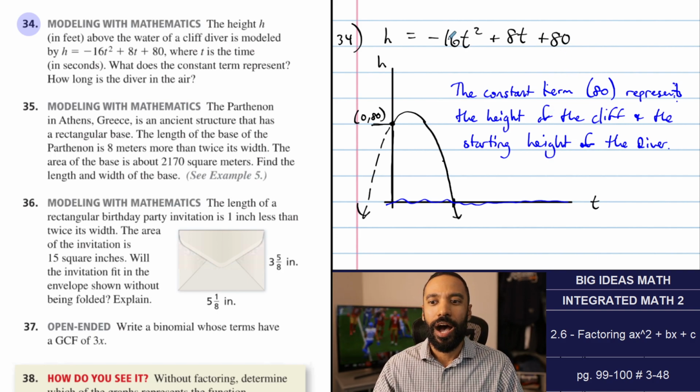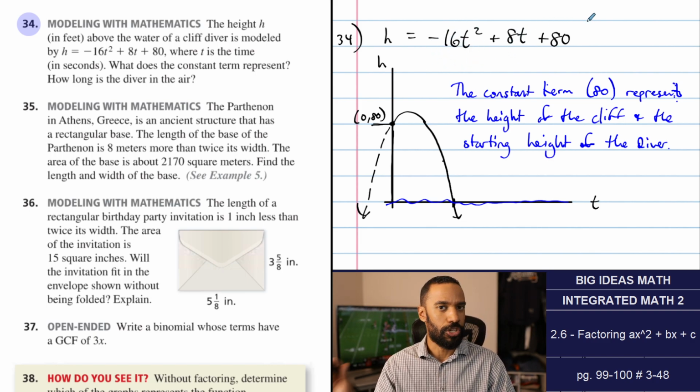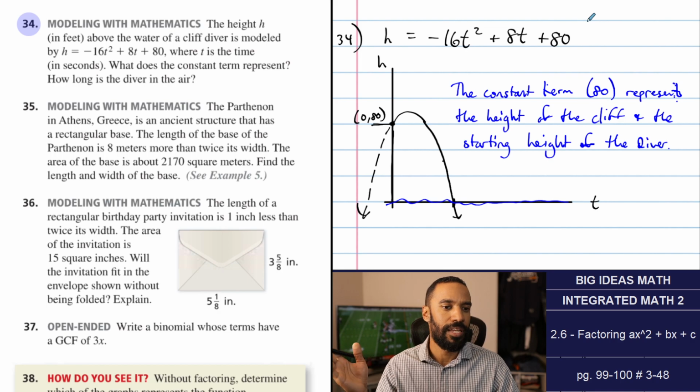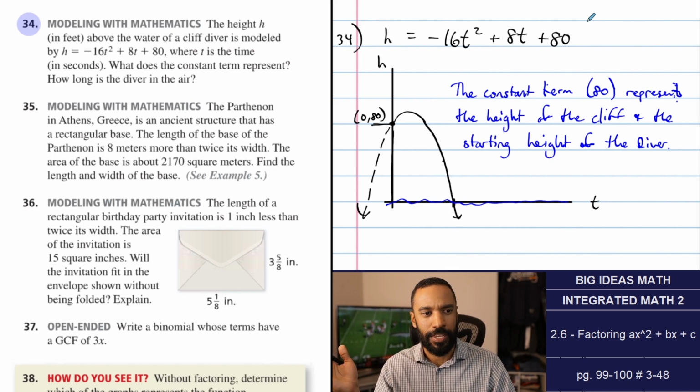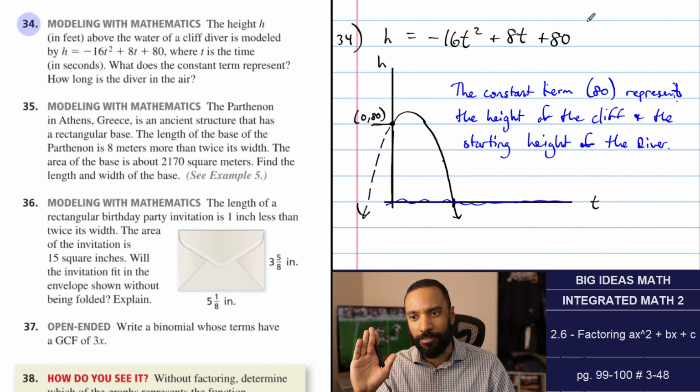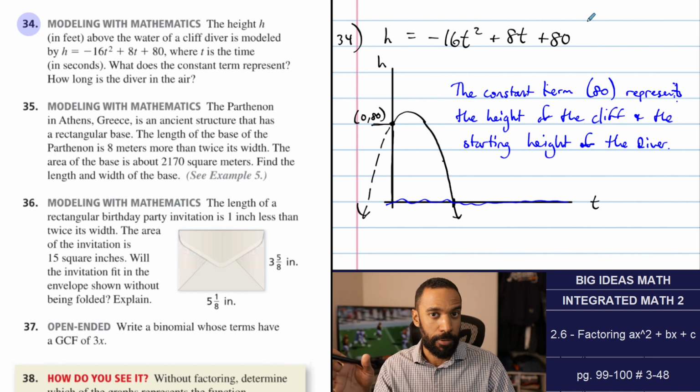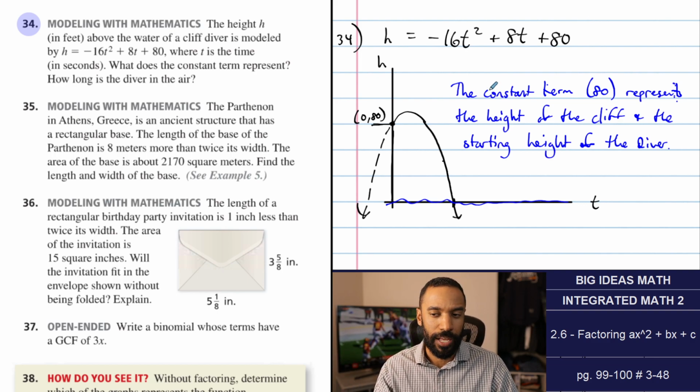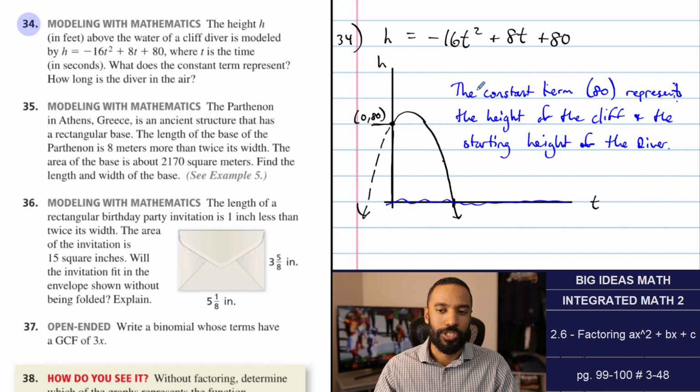Yes, they do. Negative 16t squared, I mentioned before. This is force of gravity. It has to do with this. The 8t is the initial velocity, if you will, upward velocity. This is in feet per second. So the diver's jumping up 8 feet per second. That's the initial velocity. So there's what the constant term represents.